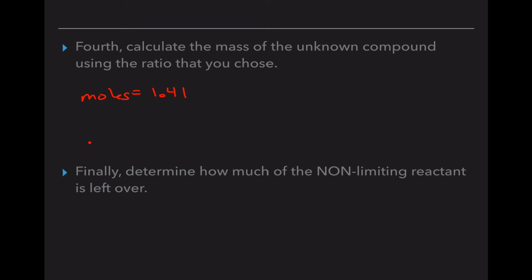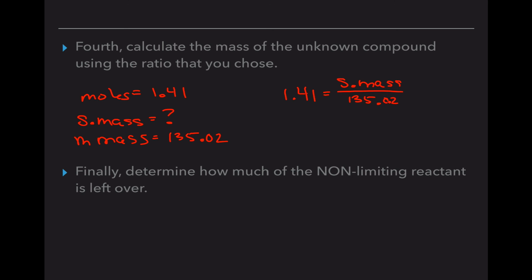S2Cl2 has a molar mass: 2 S's is 64.12, 2 chlorines is 70.9, that is a total of 135.02 grams. And remember, this can always be found by adding the masses of the chemicals in the compound together. So we do not know the sample mass. So using moles equals sample mass over molar mass, I have 1.41 equals my unknown over 135.02. Now I'm going to take those two numbers and multiply them together, and my sample mass is 190.37 grams. So we were able to create 190.37 grams of disulfur dichloride.